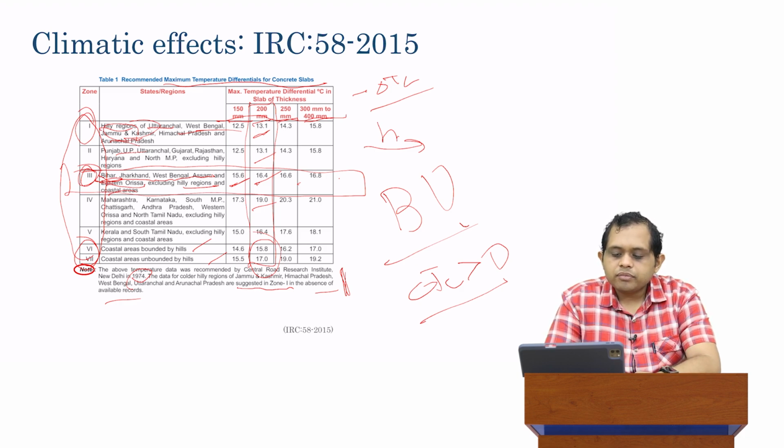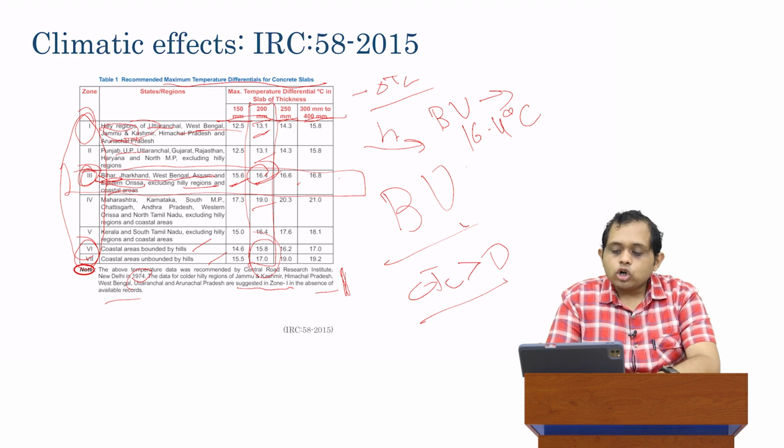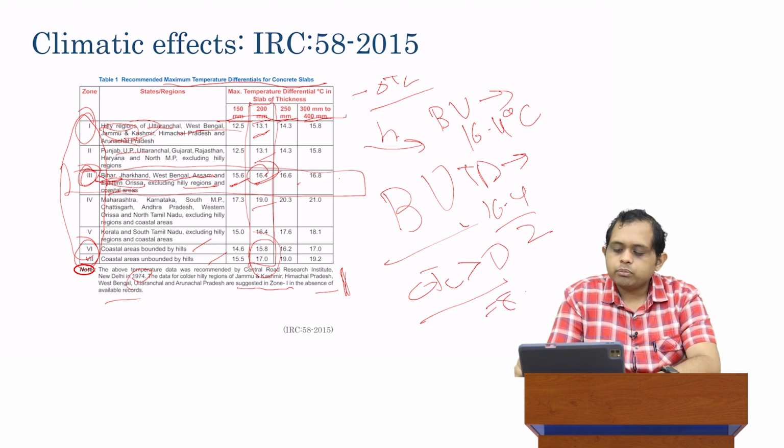Let's say we have 200 mm thickness and so we have 16.4 degrees Celsius. So for bottom-up cracking, you should use 16.4 degrees Celsius. For top-down cracking, the recommendation is to use 16.4 divided by 2, and that works out to 8.2. Of course, there is also the issue of built-in curling. I'll talk about that later. But it recommends that you use 8.2.